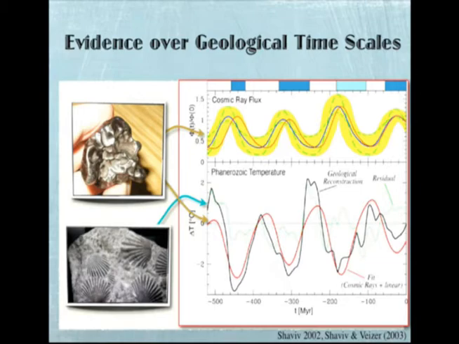Okay, you also see that on geological timescales, you can reconstruct the cosmic ray flux using meteorites and see that the flux has been varying with a periodicity of 145 million years, and that's because of our passages through the spiral arms of the Milky Way, and this synchronizes with changes in the temperature on Earth, which in this case you can see with a reconstruction based on fossils.